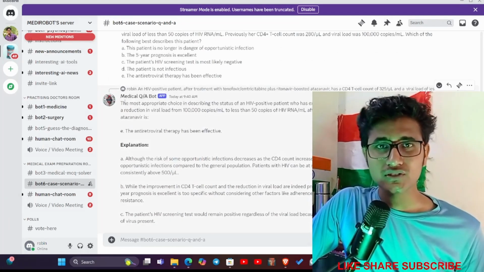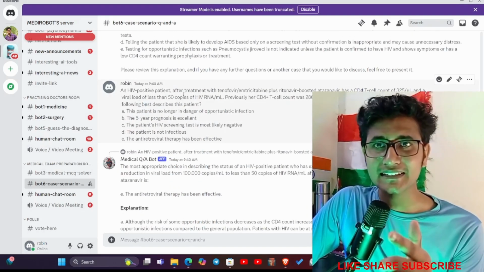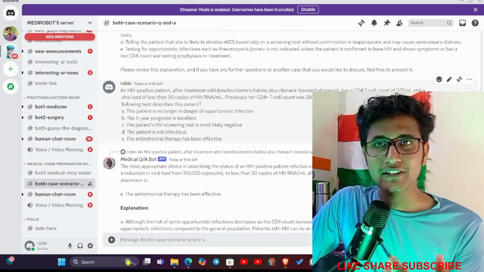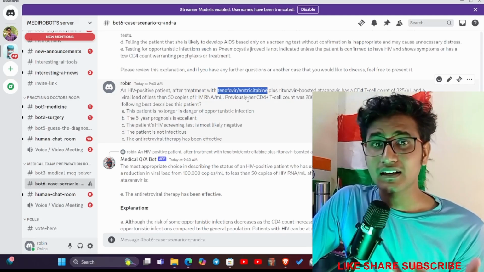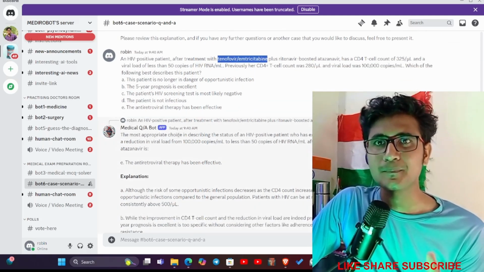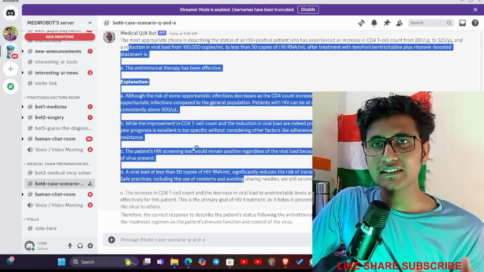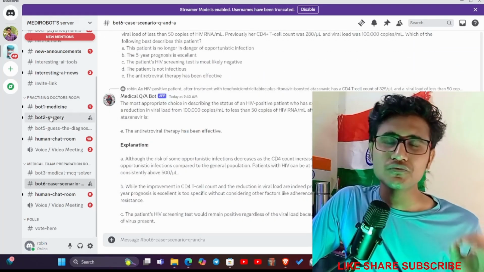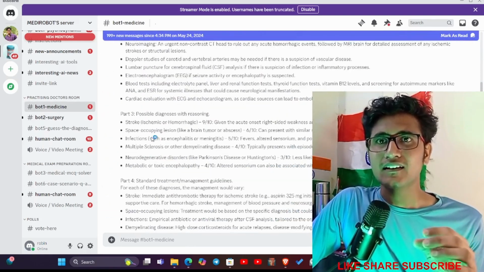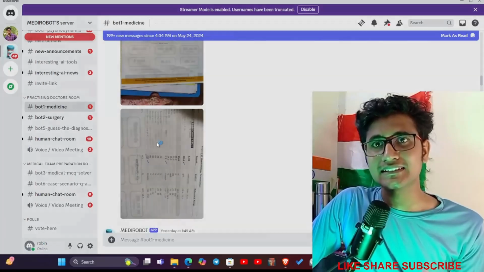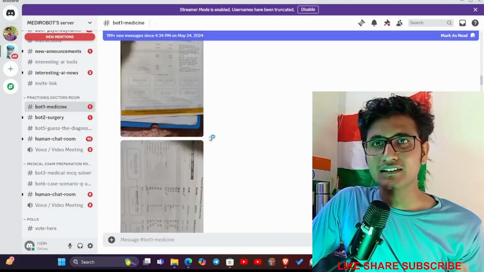Here you can see the answer to my question is now generated. It is about HIV patients after treatment with, as you already know, tenofovir and emtricitabine. You have already studied this drug in your pharmacology. Here you can see the answer is generated. You can pause or read the answer. Not only this, if you have any questions regarding medicine or surgery, as you can see here, people are directly sending their ECG or any laboratory test, and answers are generated here.